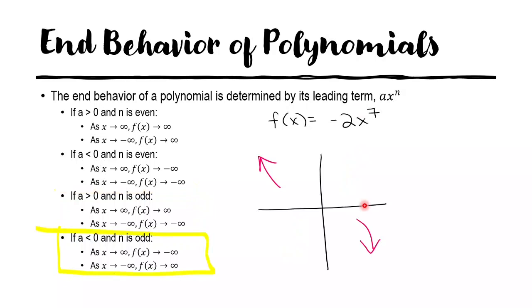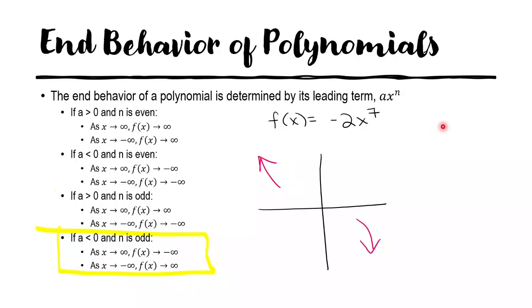Once that graph is reflected, now it's the right side that goes down. So as x goes to infinity, f of x goes to negative infinity. And the left side is going up. As x goes to negative infinity, f of x goes to positive infinity.